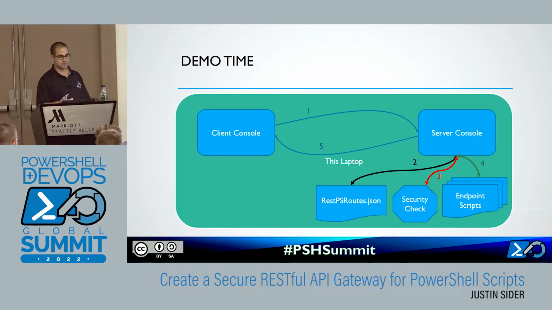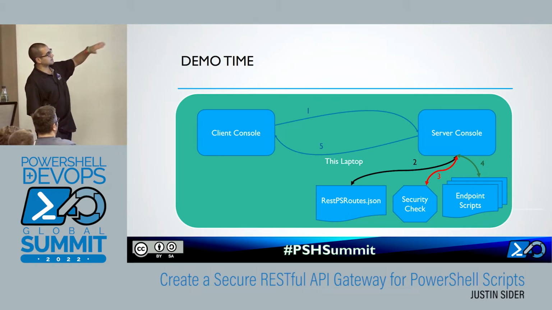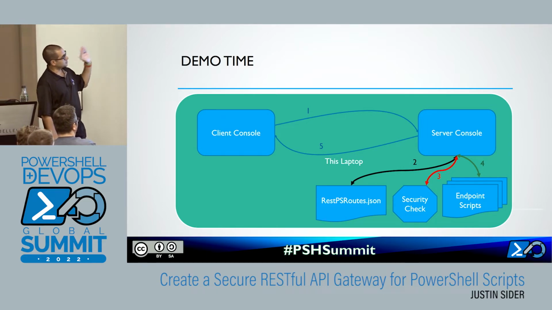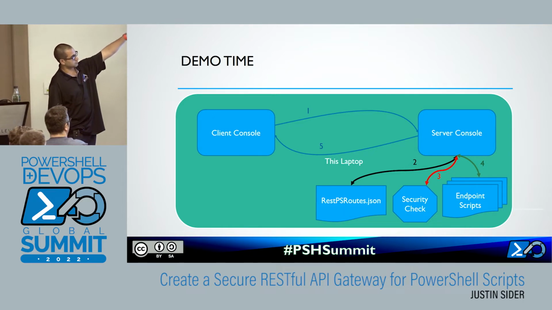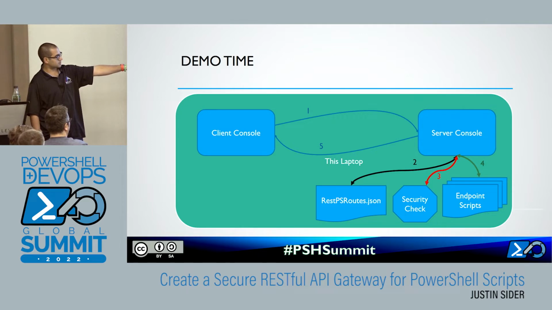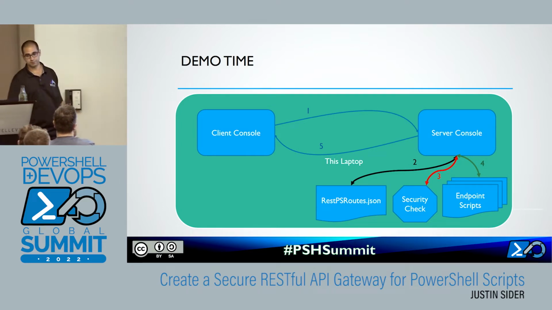All right, so here's what our demo looks like. I apologize, I don't really have any fancy slides, and that looks terrible on this screen. The big green thing is my laptop. Inside the laptop, I have a client console and a server console. We are going to initiate the client console over to the server console, right? Just localhost on a port. It will then look up the routes in the JSON file. Once it looks up the routes, we'll do a security check. Once we validate that we are good security-wise, if we've entered that as a parameter, we will run the endpoint script and then return the information back. Pretty simple.